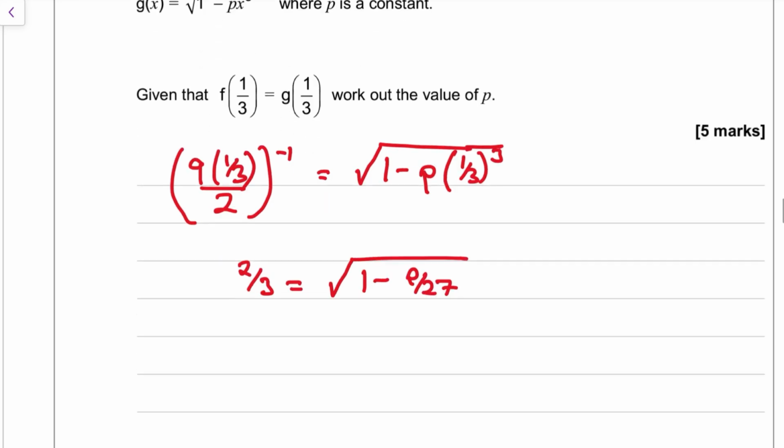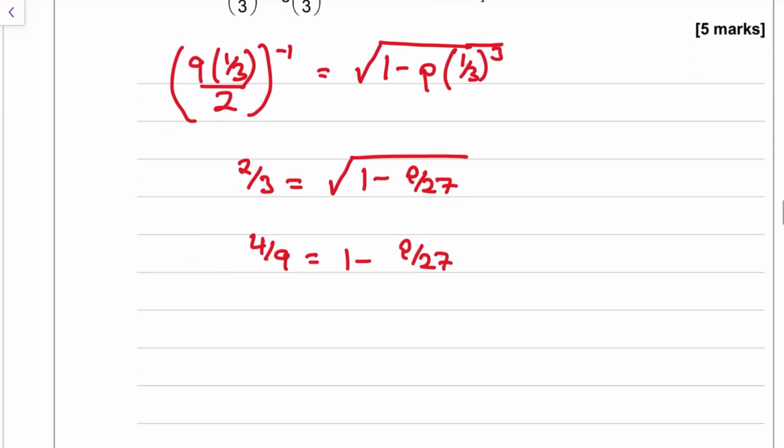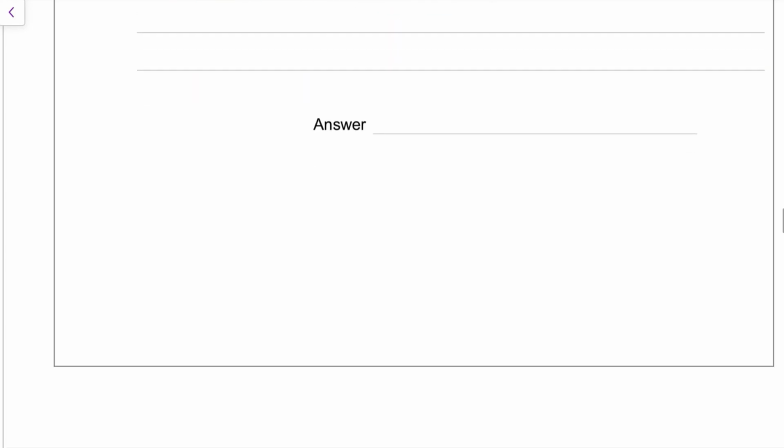Then I can square both sides, so 4 over 9 equals 1 minus p over 27. Okay, the 9s are going to cancel a bit here, aren't they? 1 minus both sides, therefore 5/9 equals p over 27, which means that p equals 27 over 9, which is 3. 3 times 5 is 15, which means that p is equal to 15. Yeah, happy with that. Next question.